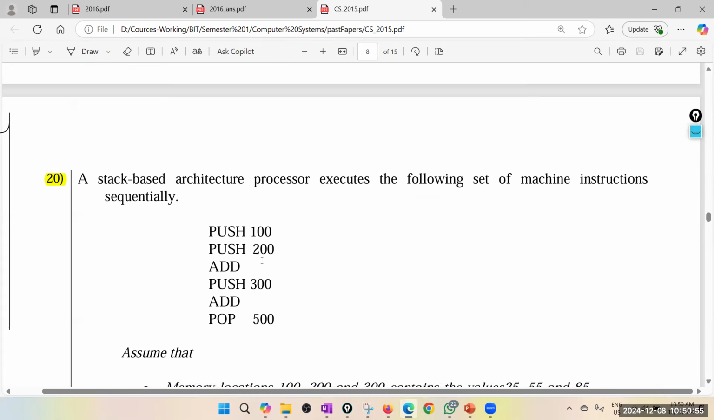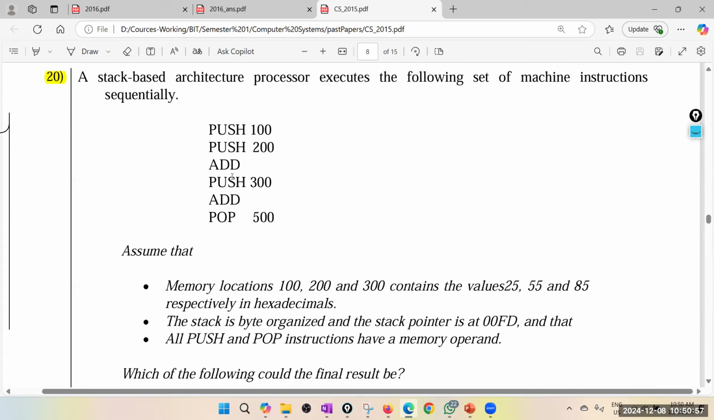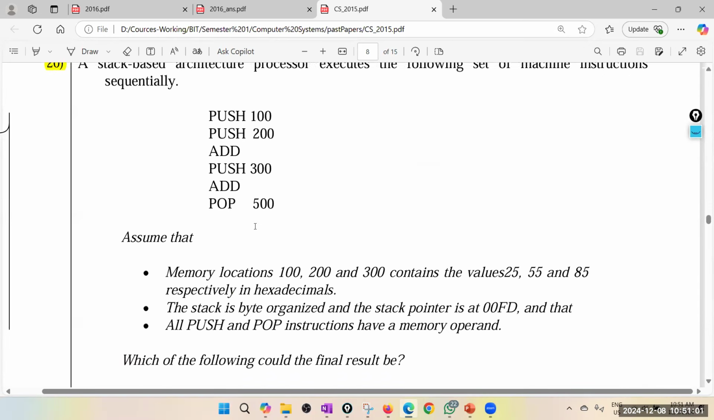Push 100, push 200, add, push 300, add, pop 500.